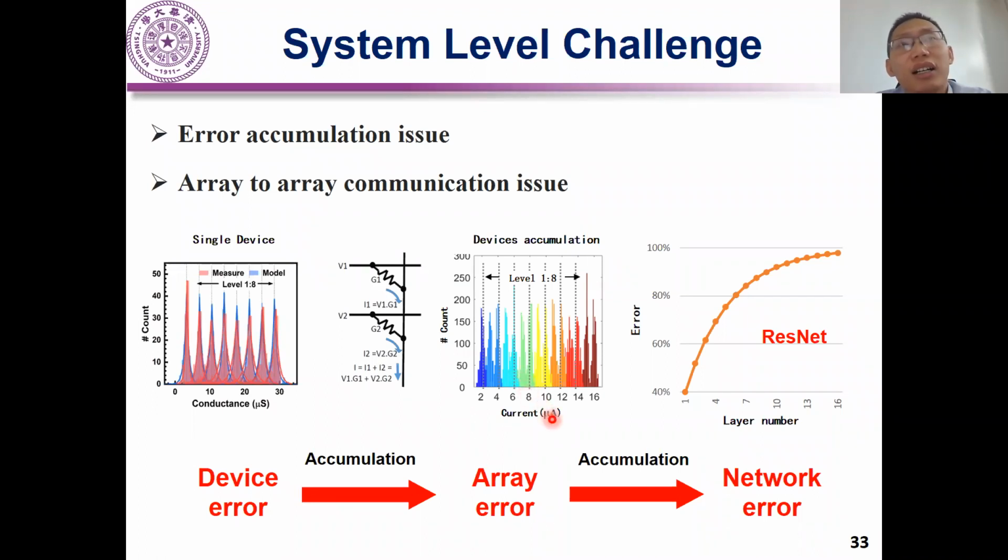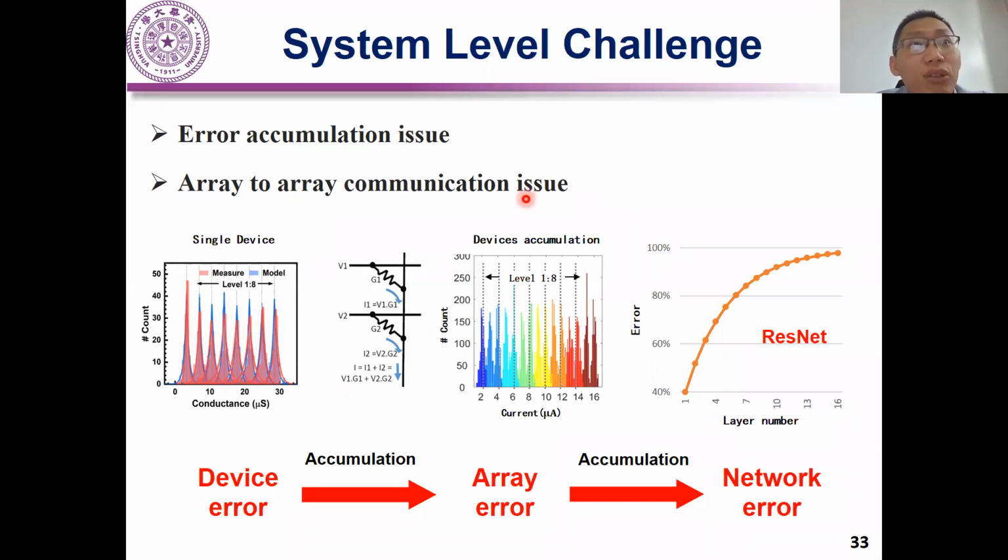Each array error can further accumulate layer by layer, forming significant system-level error. For example, if we only introduce 1% error on each layer of a ResNet, the error of the whole network can still increase to almost 100%. So this error accumulation only occurs in analog computing, but it's the key challenge for the CIM.